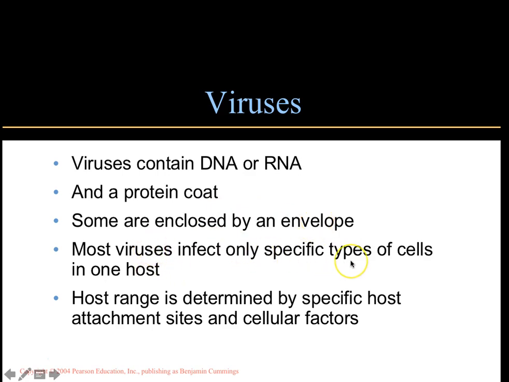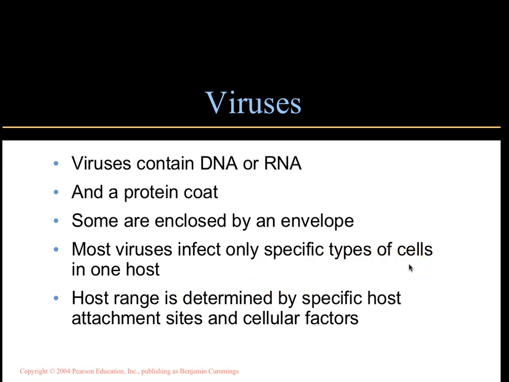Most viruses infect only specific types of cells in one host. So there's a virus that causes leukemia in cats, and very often kittens are inoculated against the feline leukemia virus. But if your cat does develop feline leukemia, the cat cannot give you leukemia. Very often they are that very specific, like HIV is human immunodeficiency virus, and it cannot infect your dog. So that's what they mean by very specific types of cells.